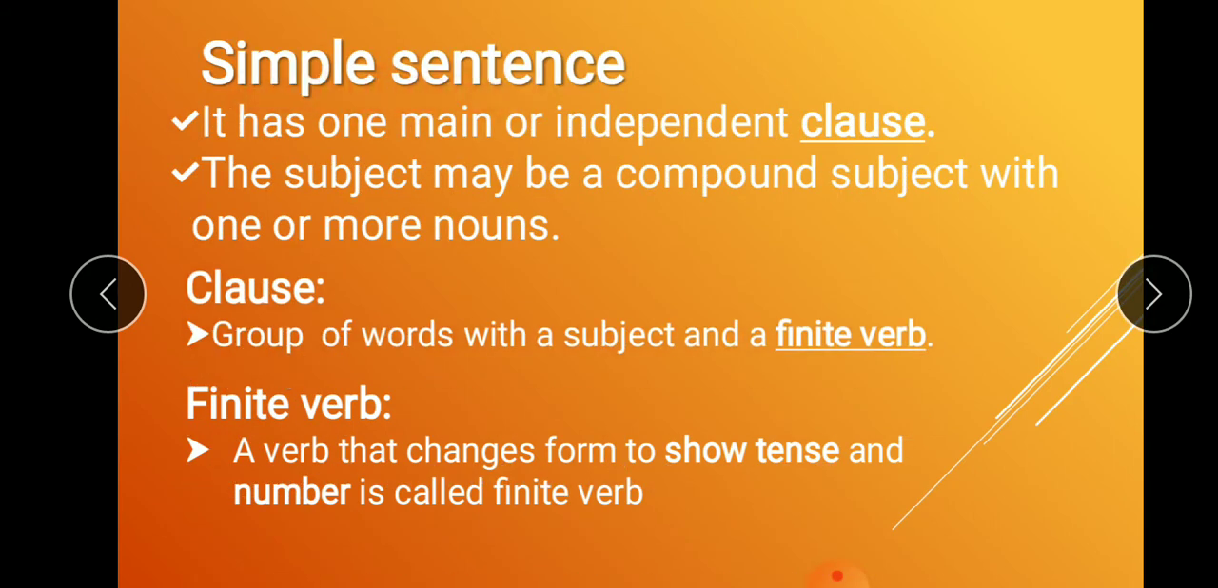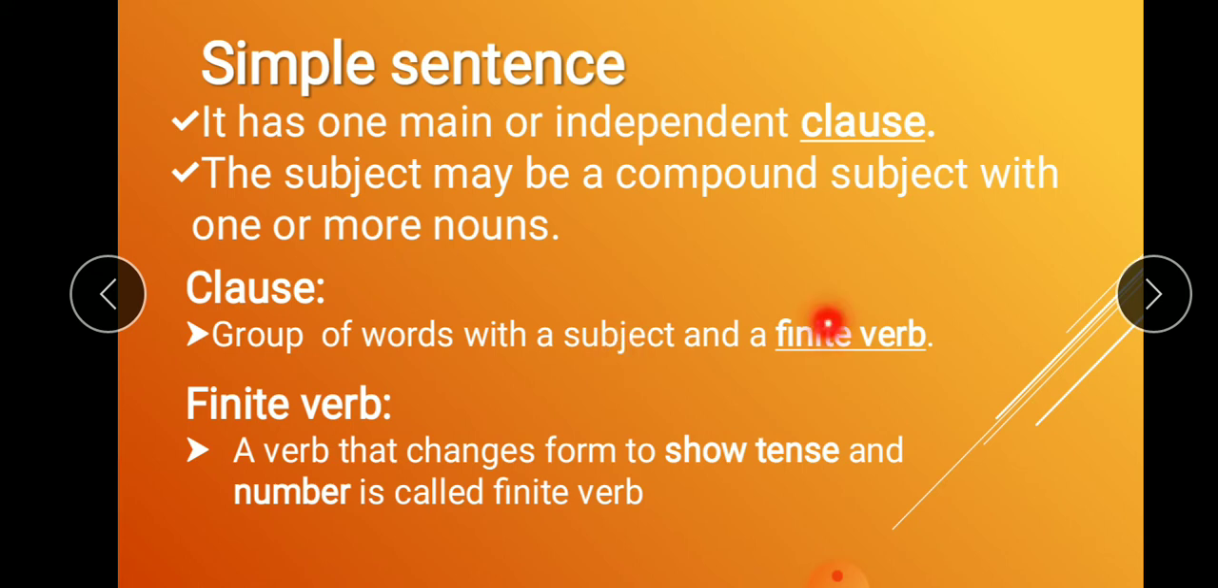Simple sentence. It has one main or independent clause. The subject may be compound subject with one or more nouns. Now let us understand what is a clause. Alright? Clause: a group of words with the subject and a finite verb. We have a subject in a clause and we have a finite verb.